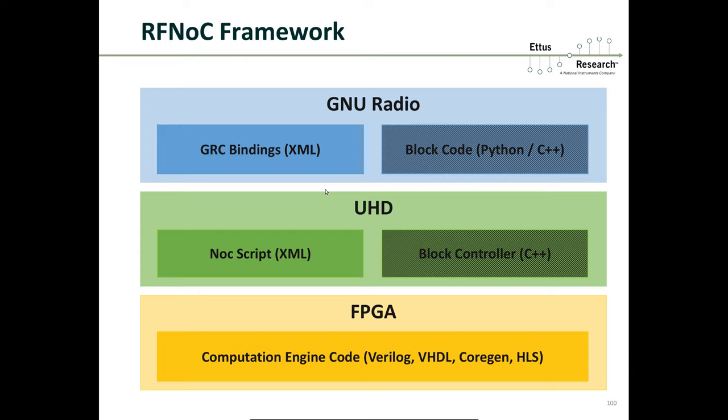Okay, so we have now completed every step for our RFNoC block. In the FPGA, we implemented our Verilog code and a test bench. In UHD, we set up our NoC script XML. We did not need to set up a block controller because our block was that simple. It only writes registers. The same applies to GNU Radio for their block code. We didn't need to set up any code there because the default RFNoC block class that is added to GNU Radio through the gr-ettus out-of-tree module allows us to write registers without writing any additional code, and we just needed to set up the GRC bindings in XML.